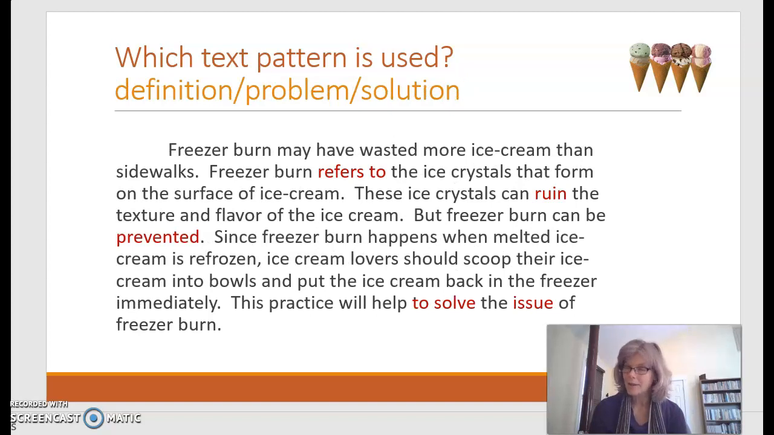And again, you can see the definition. This time they're giving a definition for freezer burn and what that means in reference to ice cream. But after that, they talk about the problem and the solution, right? Ways to solve this issue of freezer burn that ruins so many ice cream lovers' desserts. So hopefully those are some examples that bring to life this idea of different text patterns used by writers.